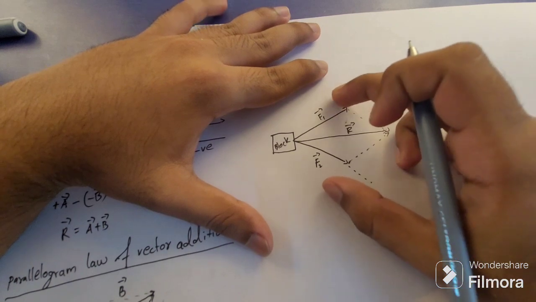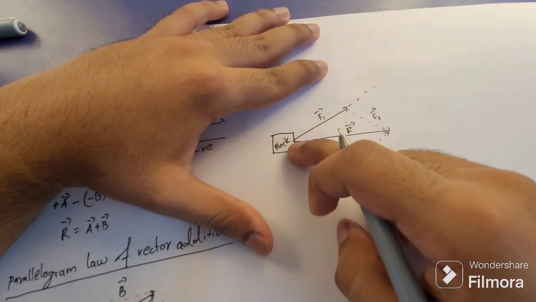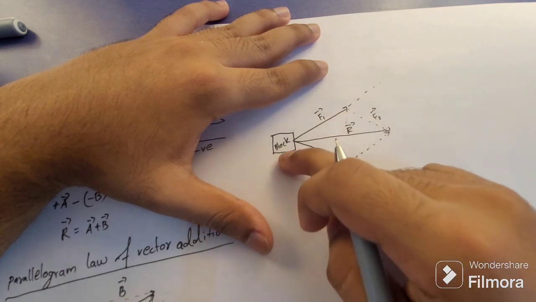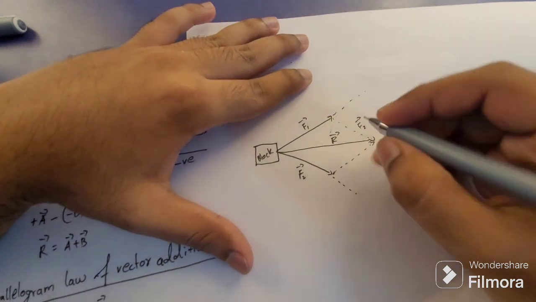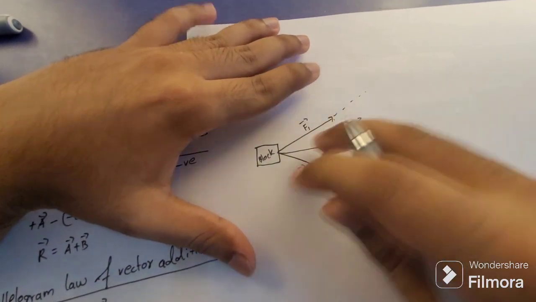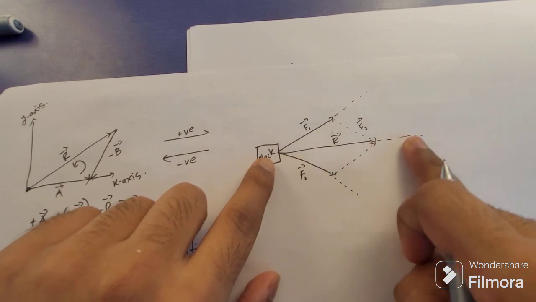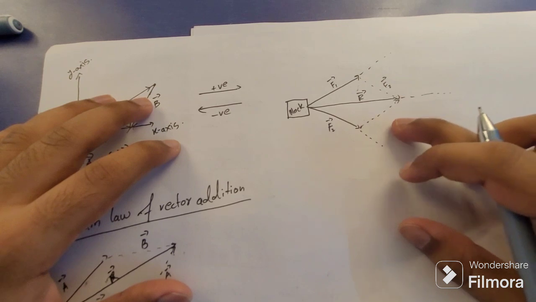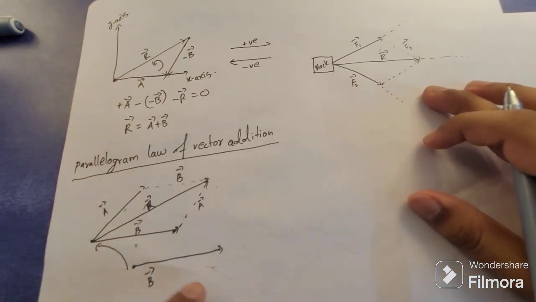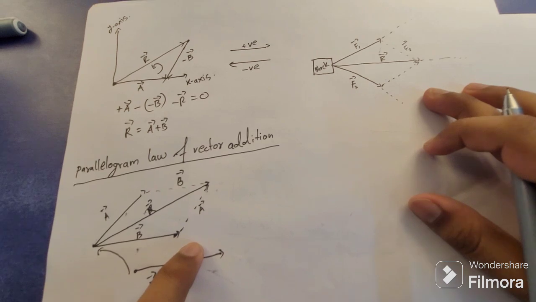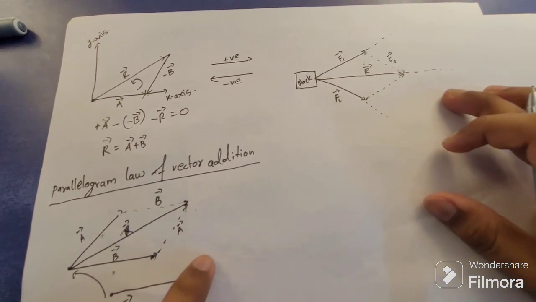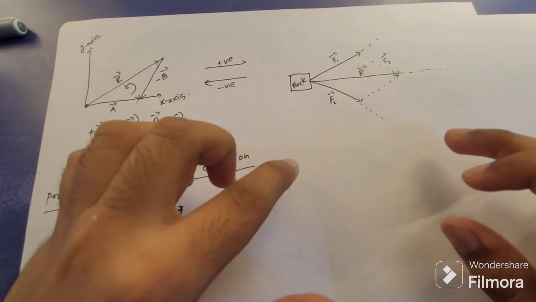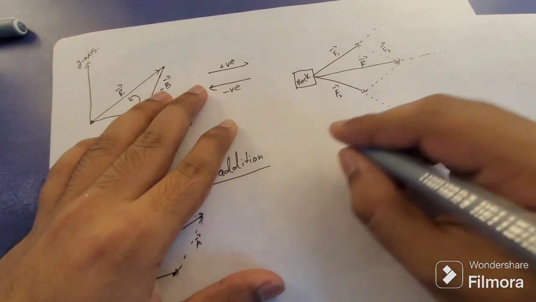But because both of these forces are acting together, the block will neither move along the line of action of F1 nor along the line of action of F2. It will move along the line of action of the resultant force, that is in this direction. So the block moves along the line of action of the resultant force. I hope all of you guys understood this example very well. We'll get into the formulas of the parallelogram law of vector addition in the upcoming later videos. Let us now move on to the next law of vector addition, which is called the polygon law of vector addition.